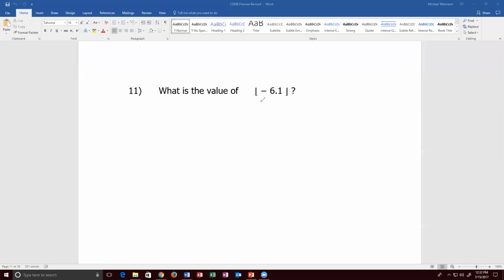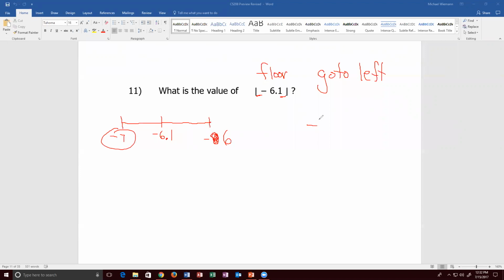Number 11, this guy here, probably not as super clear, but it is the floor function. If I look at it from a number line perspective, I've got the value of negative 6.1. Well, the value on the left would be negative 7, negative 8. For a floor function, which is what this is, you always go to the left. And I apologize, this should say negative 6. So negative 7, negative 6, I always go to the left. I end up with the correct answer on this one being negative 7.